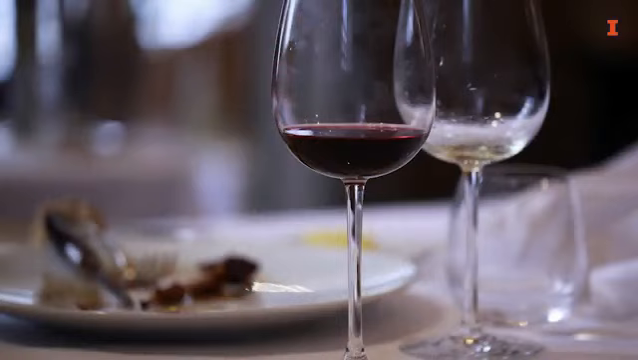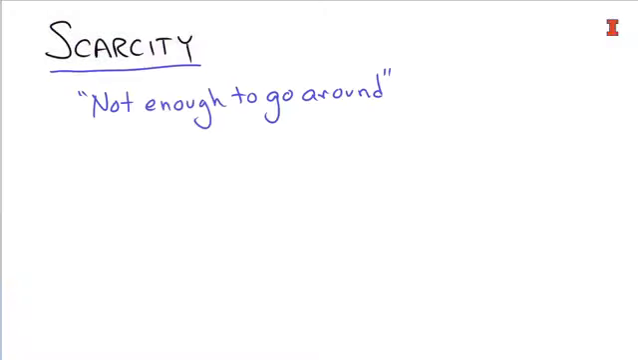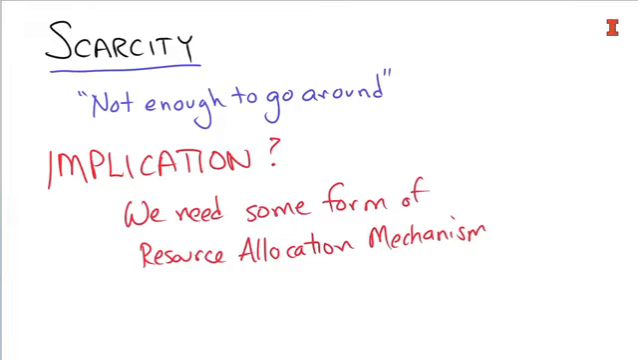There may be only a couple hundred bottles of a certain great vintage of French wine. Still, with only 200, there's not a lot to go around, and you're going to need some mechanism to make that allocation decision. So the implication of scarcity, where there's not enough to go around, is that we need some form of resource allocation mechanism. That's what we're going to study.